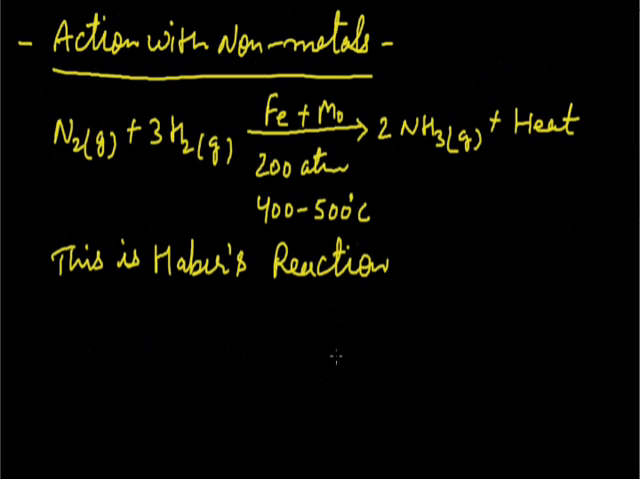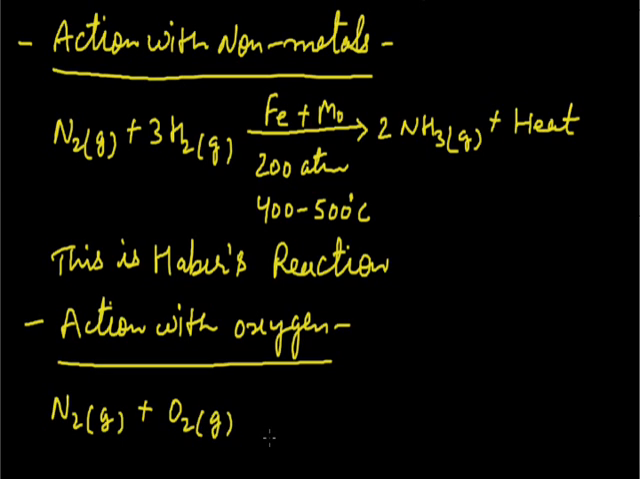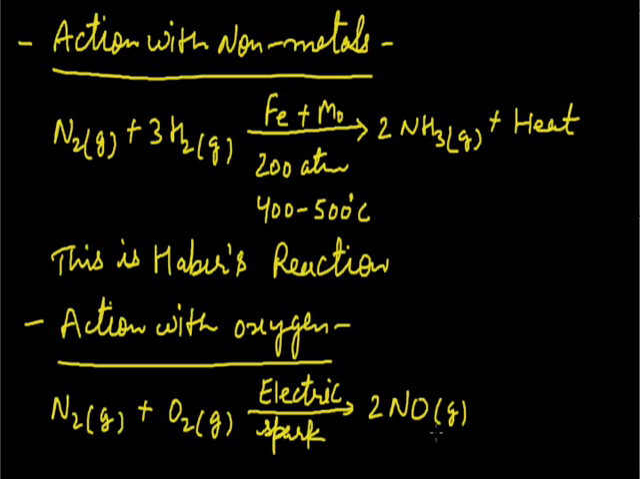Another chemical property is action with oxygen. Nitrogen gas reacts with oxygen gas at a very low pressure in the presence of an electric spark. In this process, the product formed is 2 volumes of nitric oxide. This reaction takes place in the atmosphere during lightning.